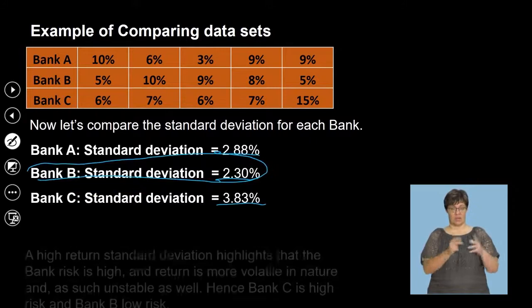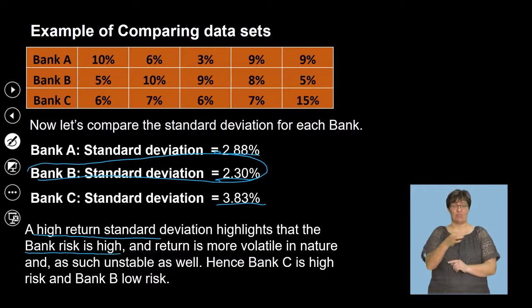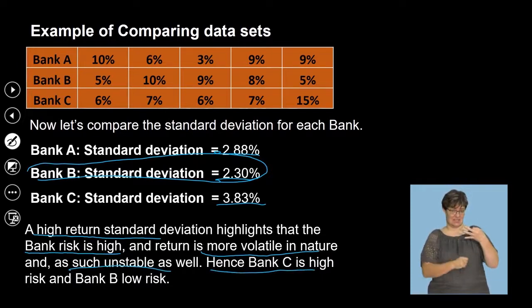Okay, now let's see what we can say from that. So what does this mean? A high return standard deviation highlights that the bank's risk is high and the return is more volatile in nature and unstable as well, which is actually bank C. Hence bank C is higher risk and bank B is lower.